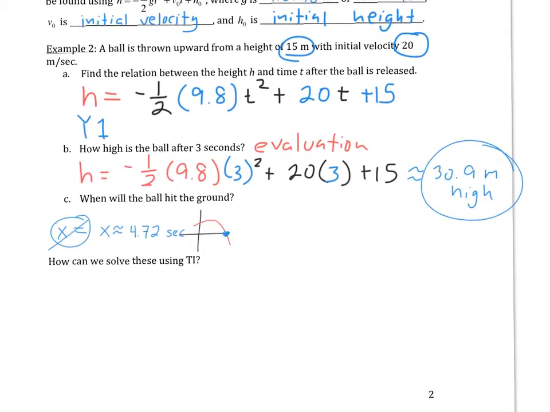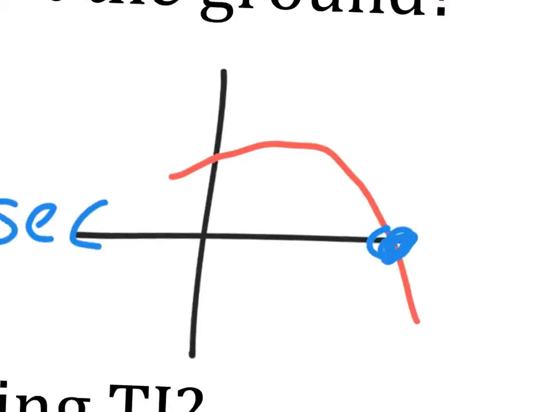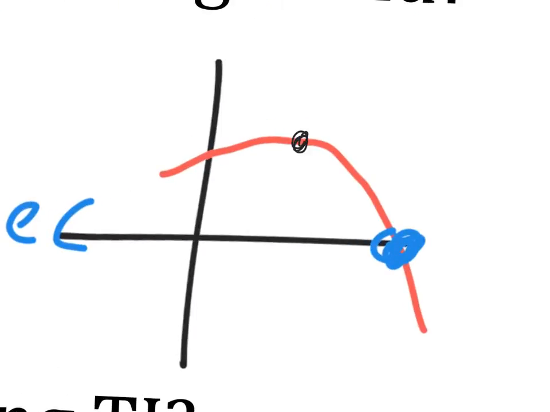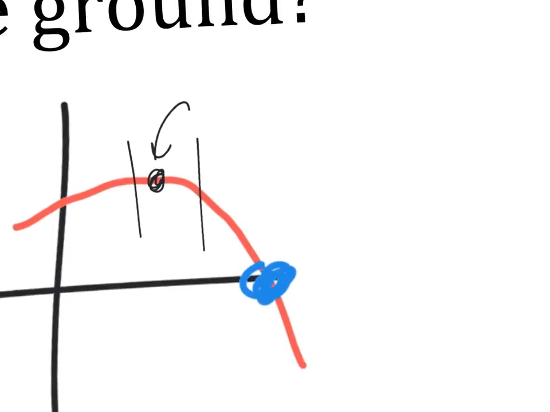One other question that might be asked of us is, what is the highest that it reaches? That's a vertex question. All we need to do is plug that into our calculator, do left bound, right bound, and a guess, and we can find out the height. I'm going to go ahead and do that now, just so that we have that process as well. After I plug all that in and find the max, the maximum here is approximately 35.4.